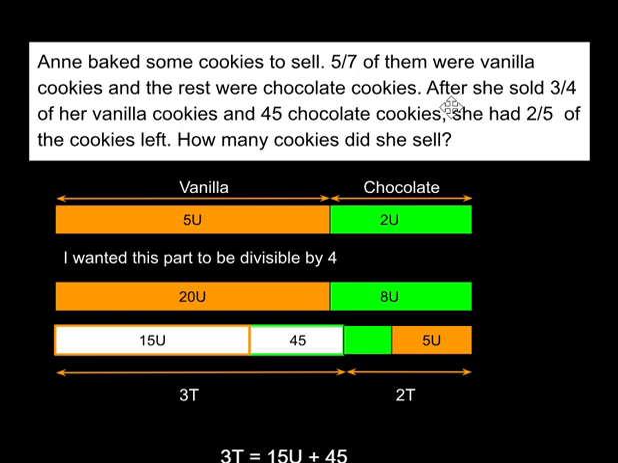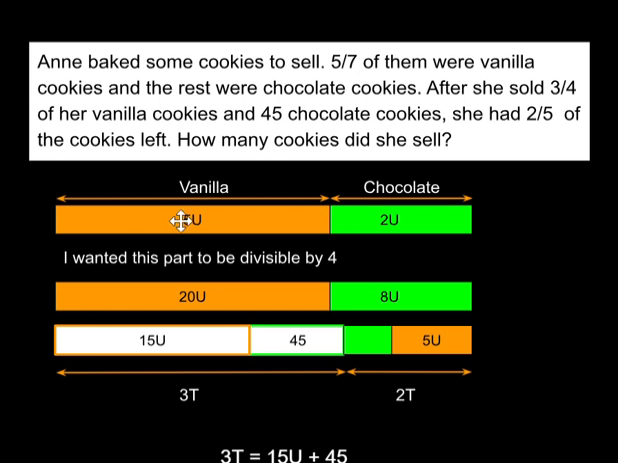Next, after she sold 3/4 of her vanilla cookies and 45 chocolate cookies. So now the problem is she sold 3/4 of the vanilla cookies, which means that I need to divide this one into 4 parts. The question is, I don't want to work with 2.5, or 1.25 and so on. Okay, so I prefer to work with whole numbers.